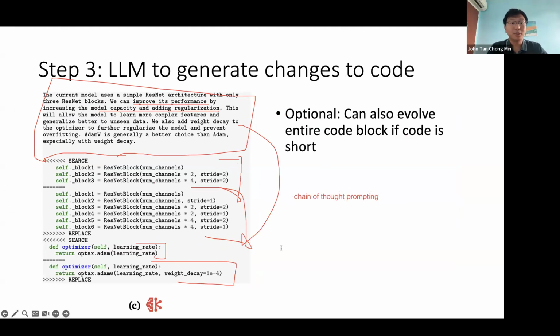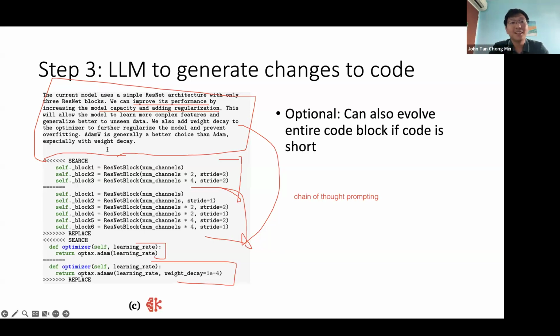And this actually works quite well because chain of thought works well for LMs. Whatever they output as thoughts here will be used as the context to ground the generation. So it generates better solutions in that case. And the fact that you only ask it to replace selected blocks constrains the search space a lot. And this helps to let you evolve the code properly.